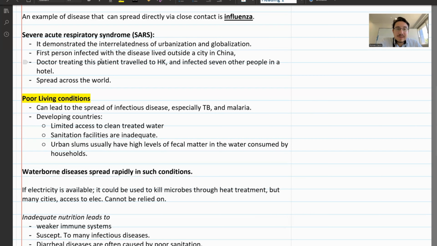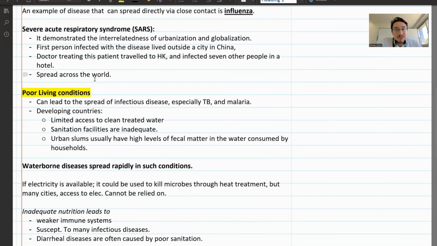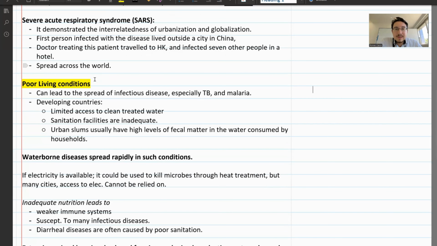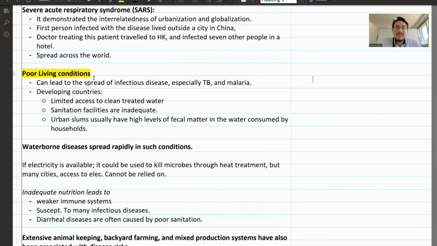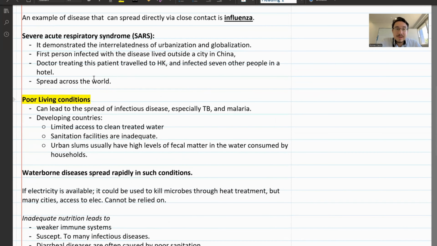The first person infected lived outside a city in China. This person got treated in the city area and infected seven more people. And just with that initial spread, it spread across the world, very, very quickly, right? So high density increases the chances of spread.